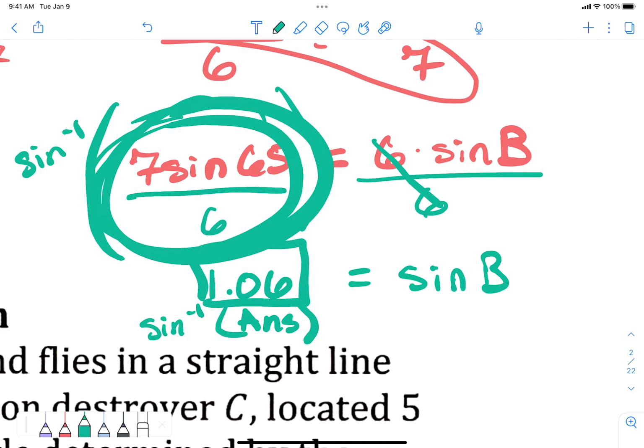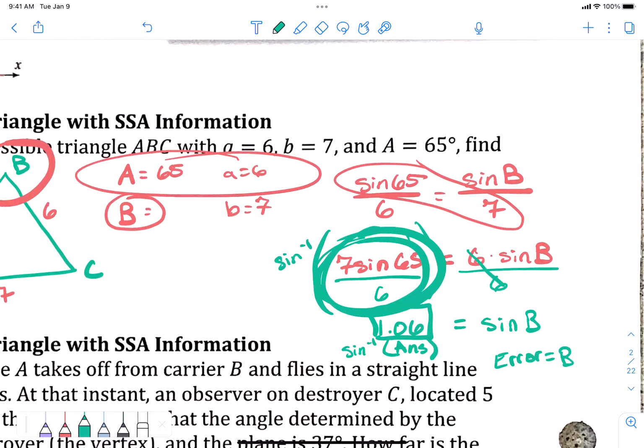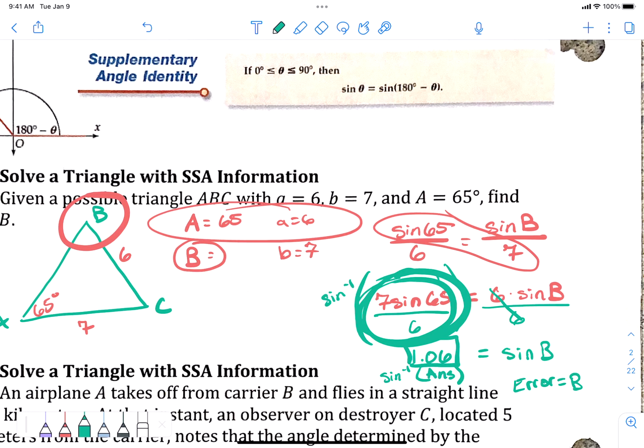All right, let's take a break now. Okay, but what we did was we got an error for B, which means that we have something wrong with this triangle. We have some weird things going on, okay? And this can happen sometimes.